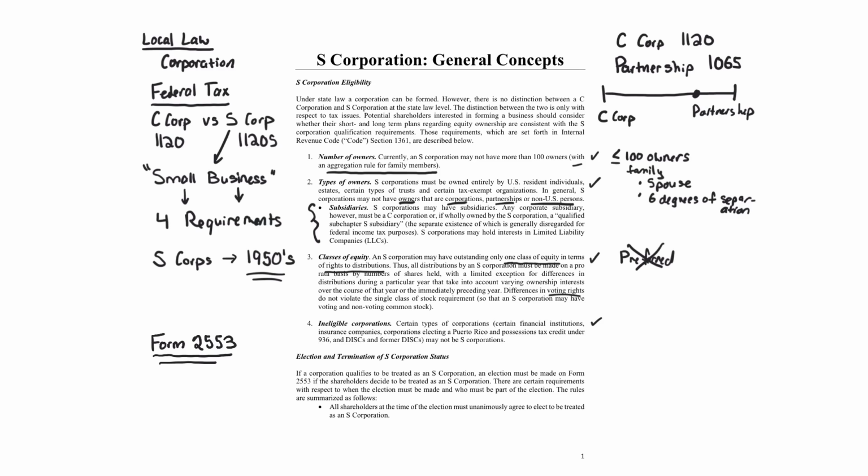Now, in order to qualify to be an S corporation, you need all 4 of those requirements that we went through. Okay? To elect, you need to do it on Form 2553, and there are some other requirements. At the time of the election, so when you vote, all owners at the time of the election must unanimously agree. So we have to have 100% agreement to be treated as an S corporation.